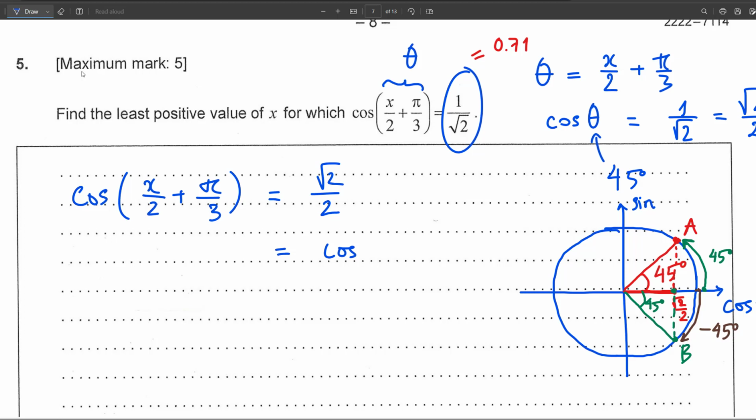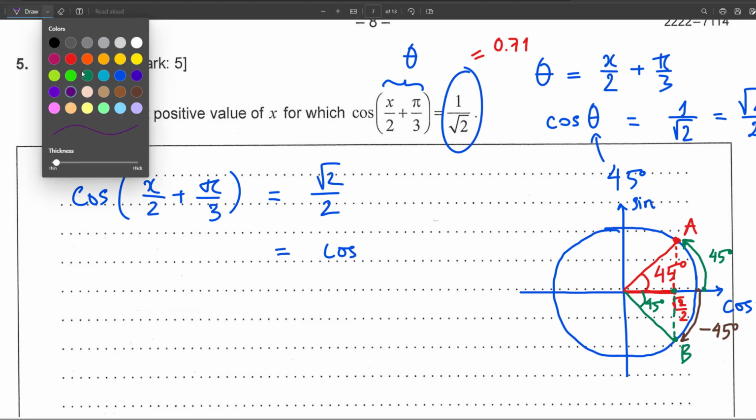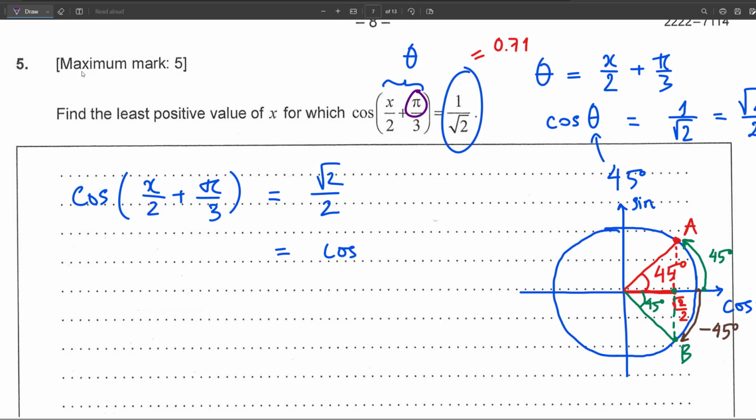But notice the given value here, the pi. The value pi here means the angle is measured in radians, not in degrees, and therefore we cannot use the value 45 degrees, but we have to convert this degree into radians.